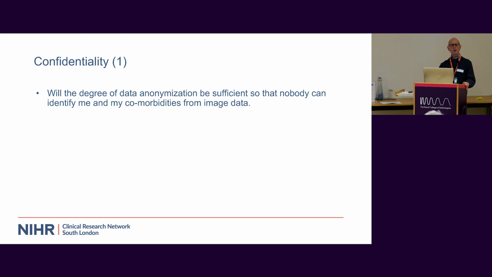So what's the question a patient will ask, or might ask? The big issue of confidentiality is, will the degree of data anonymization be sufficient so that nobody can identify me and my comorbidities from image data? And people who might want my data may range from curious to those having a commercial objective. And some examples of these, what are called hostile actors, are journalists, insurance companies, or even simply pupils trying to find out about their teachers.